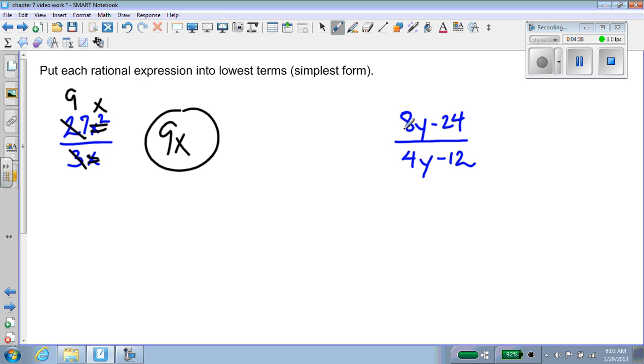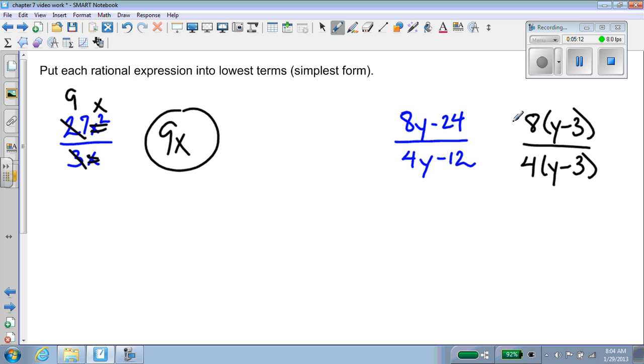It's a little different when I have a binomial numerator or a trinomial numerator or a four-term polynomial numerator. I can't cancel in pieces like I did over here. With monomials, sky's the limit. With binomials, trinomials, etc., you can only cancel identical pieces. So what we end up doing is factoring: 8 times y minus 3 over 4 times y minus 3.